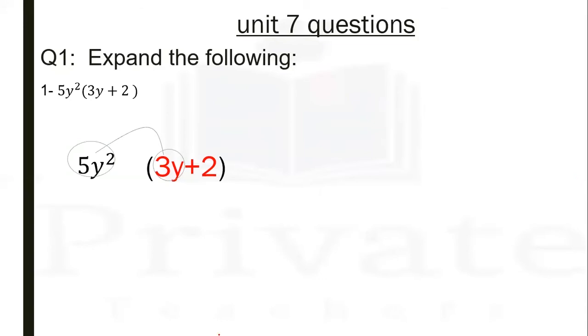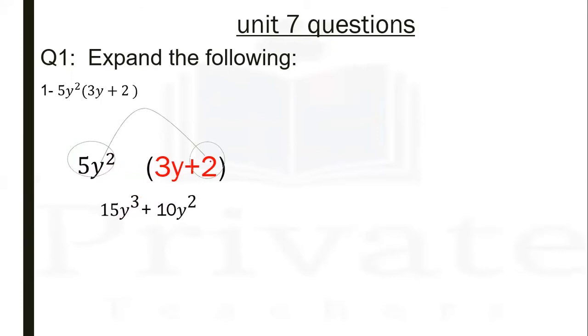So firstly, take the first term, 5y to the power of 2 times 3y. We multiply the numbers together. 5 times 3 is 15. Y to the power of 2 times y is y to the power of 3. So when we multiply 5y to the power of 2 times 3y, the answer is 15y to the power of 3, and then multiply the 5y to the power of 2 by the 2. 5 times 2 is equal to 10 with a positive sign, because this is positive and this is positive, so it becomes positive 10.